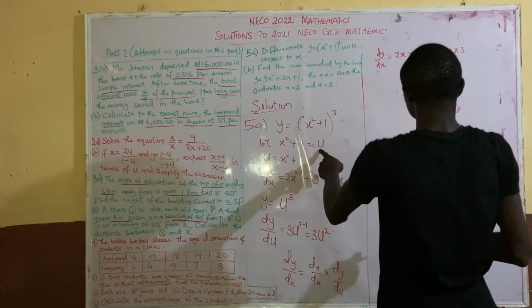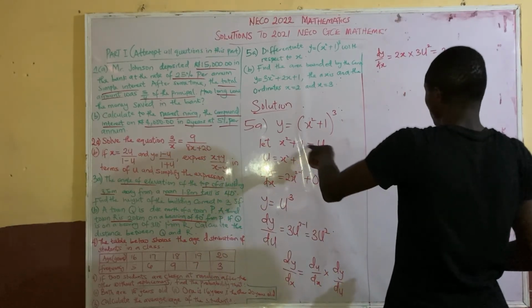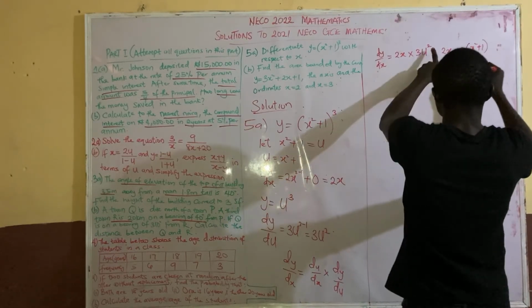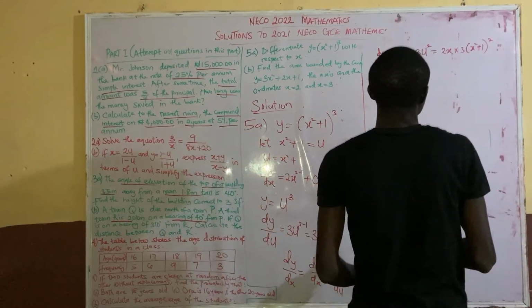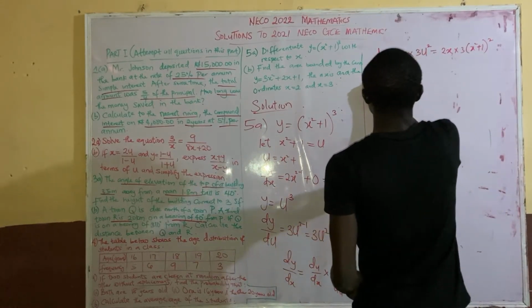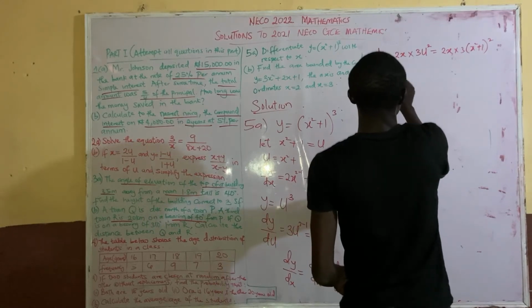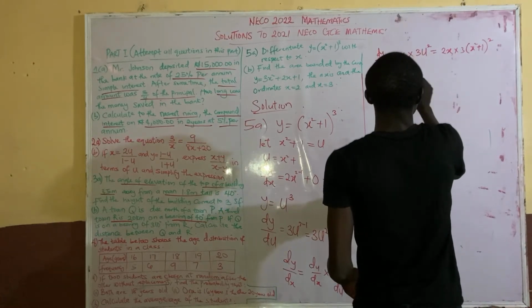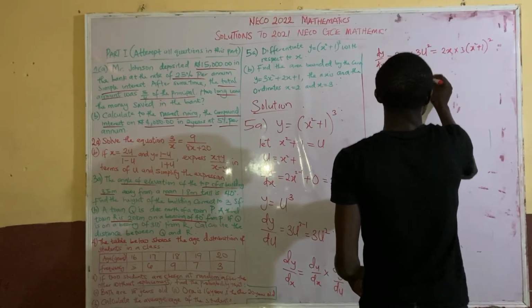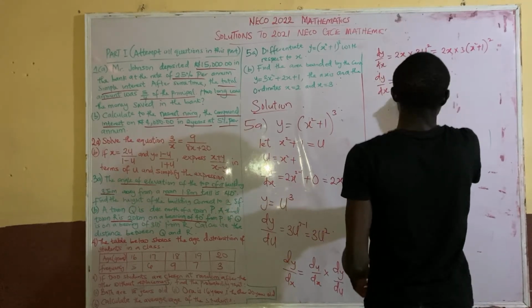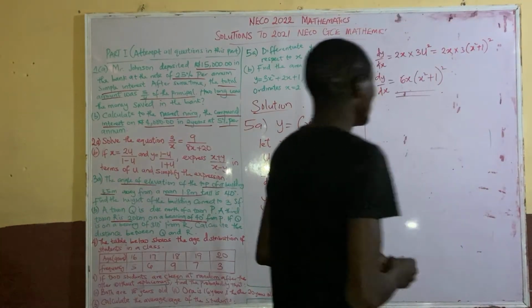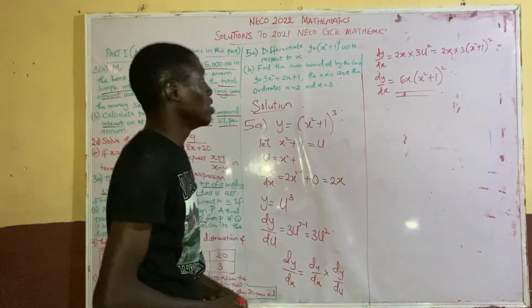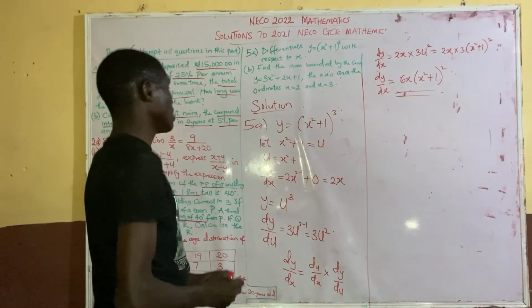Now what is your u? Your u is x squared plus 1 raised to power, and this u has squared, so we have to put it back. So dy/dx will now be equal to 2x times 3, which will be 6x into bracket x squared plus 1 raised to power 2. Final answer. Unless you are asked to expand, that is the final answer. So that's that about that.